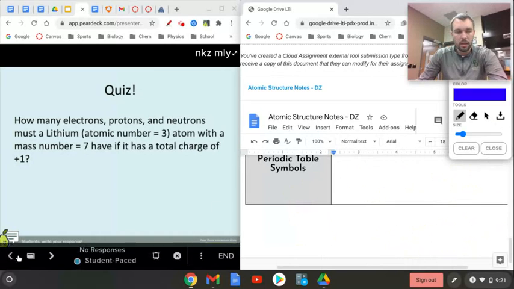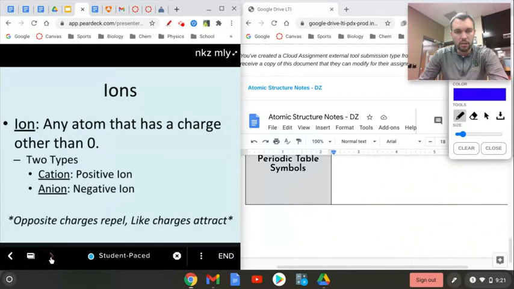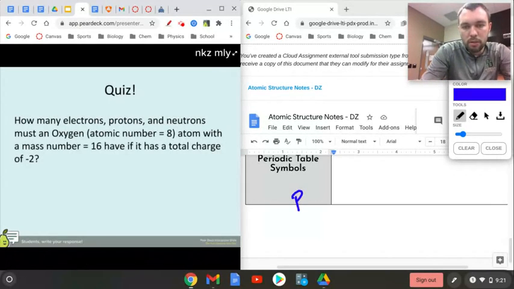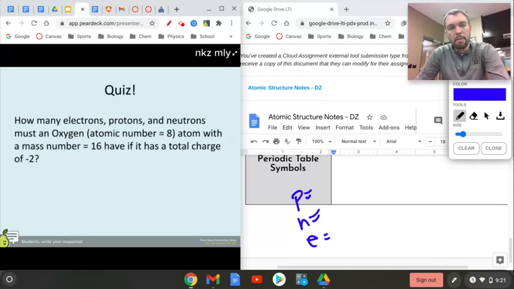All right, the hardest one yet. I think this is the last one. Yep, we'll do this as the last one. How many electrons, protons, and neutrons, so P, N, E, must an oxygen atom have that has an atomic number of 8 with a mass number of 16 and a total charge of -2? Go ahead, pause. I'll see you in a bit.